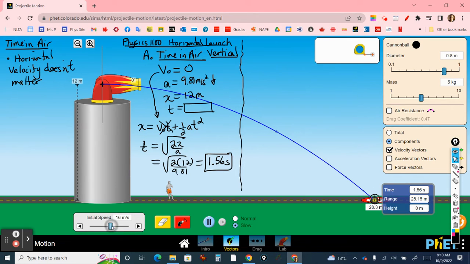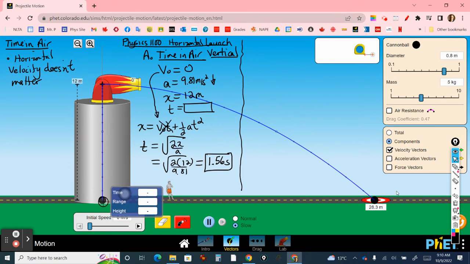Now, if I wanted to, I could change that initial speed to 0, refire, and watch what happens now. It's just going to drop straight down. And when I put my tool over it, 1.56 seconds. You could have a horizontal velocity here of 1,000 meters per second if you like. And as long as air resistance is not a factor in your problem, the time to hit the ground won't change. So that's why we can make this assumption here that our v0 is 0 and calculate the time in the air like this.